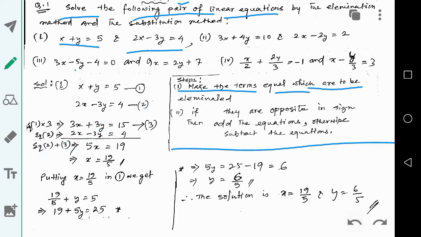This 19 is transferred to the other side of the equal sign. So we have got 5y is equal to 25 minus 19, which is equal to 6. Therefore y will be equal to 6 by 5. So we have got the value of y and the value of x. Our solution is x is equal to 19 by 5 and y is equal to 6 by 5. Similarly we can solve the remaining problems. Let me show you the next one.